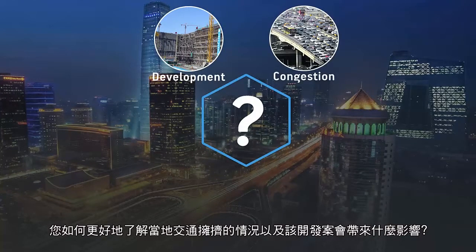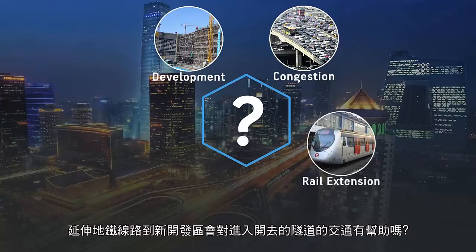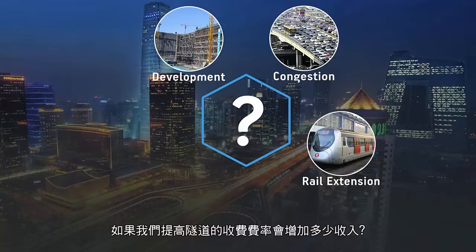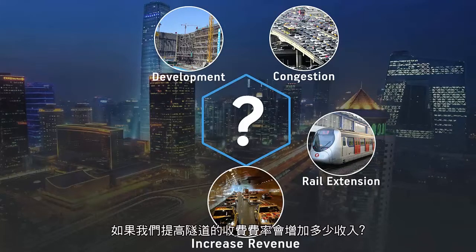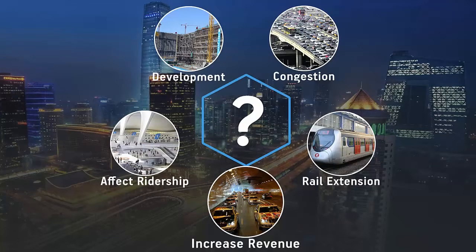How can you better understand the congestion in the area and what impacts the development will have? Will extending a rail system to the new development help with congestion levels in the tunnel that is leading there? Maybe if we increase the toll for the tunnel, how much more revenue will be generated? And for that matter, how would the increased toll affect the ridership on the new rail line?